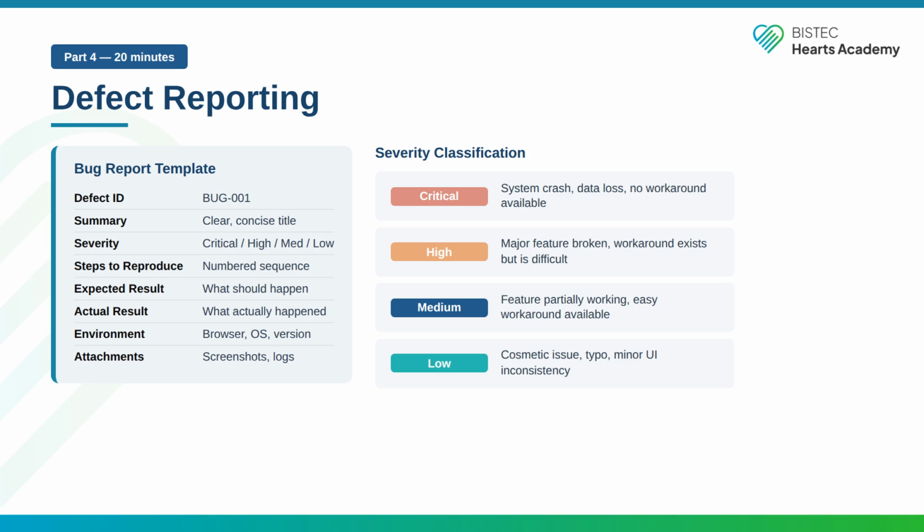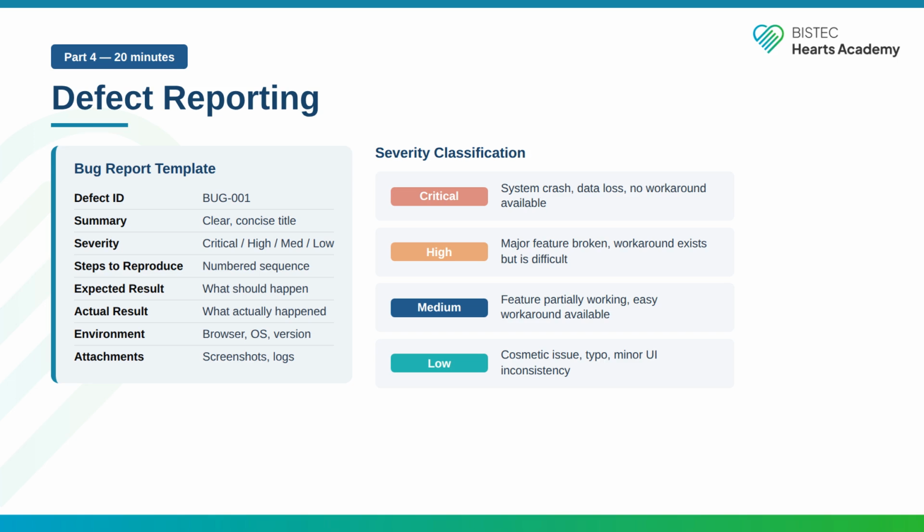The summary is the most important line of the bug report. It should be a clear, concise sentence that tells the developer exactly what is wrong. Not "login does not work." Instead, "login with valid credentials returns 500 error when email contains a plus sign." Specific, actionable. A developer should read the summary and immediately know what area of code to investigate.